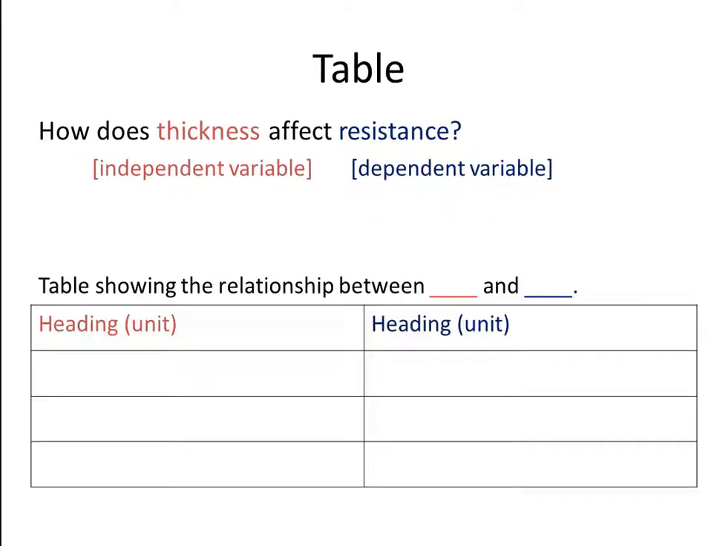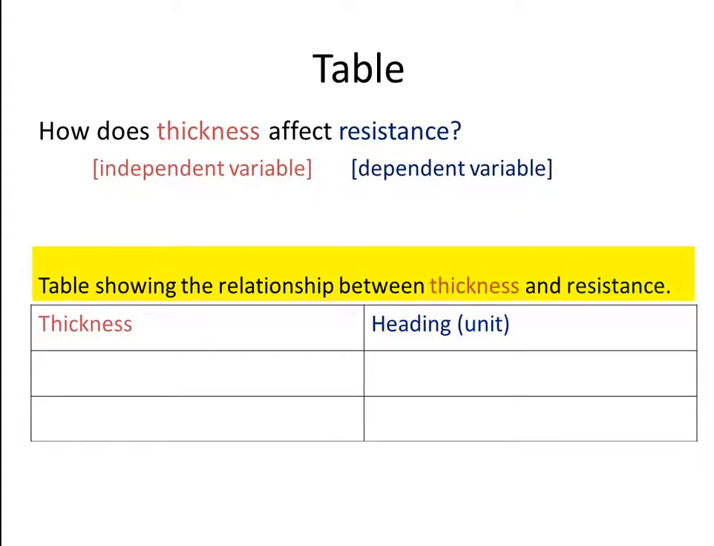Before we actually close the circuits, let's prepare a table into which we can put our data. Complete the heading and also supply headings for each of the columns in our table. Table showing the relationship between thickness and resistance. Thickness is our independent variable and we are going to measure it, or rather describe it, directly. So we put it as our heading in the first column. We're going to describe it as single and double. So in this case, we don't actually have a unit for that. So we don't put anything in brackets after thickness.